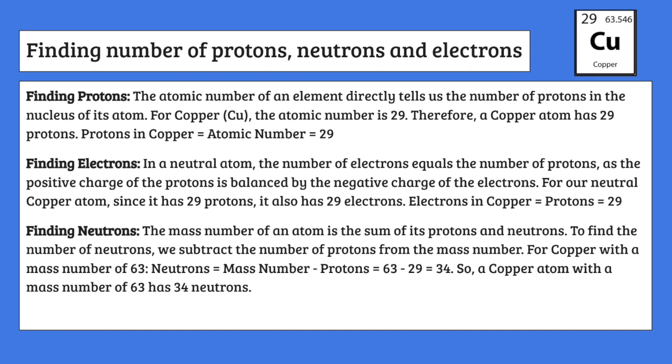Now, the way we figure out the number of neutrons is by looking at the mass number. See, the mass number of an atom is the sum of its protons and neutrons. To find the number of neutrons, we need to subtract the number of protons from the mass number. For copper, we have a mass number of 63. So, to figure out the number of neutrons, we need to do mass number minus protons. And this means 63 minus 29, as we calculated the number of protons earlier. And that gives us a neutron number of 34. So, a copper atom with a mass number of 63 has 34 neutrons.